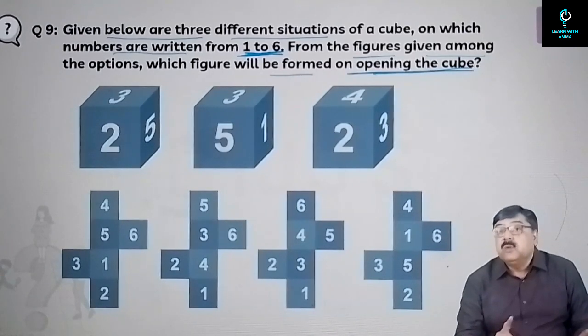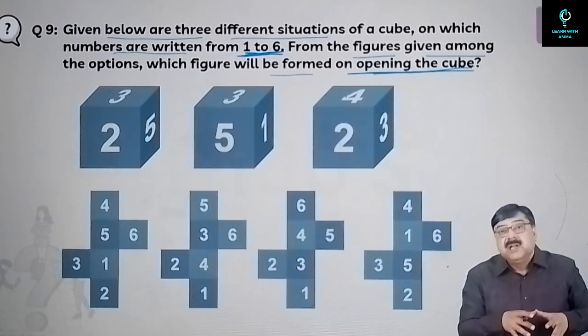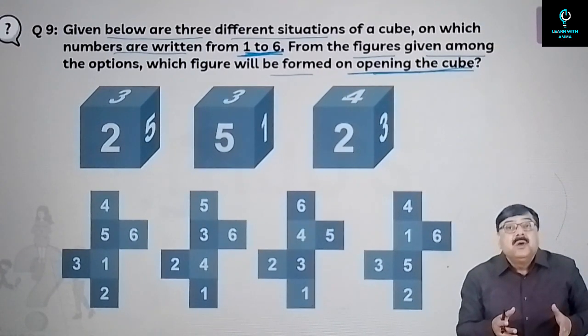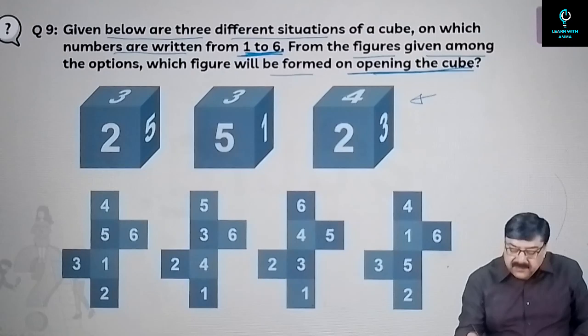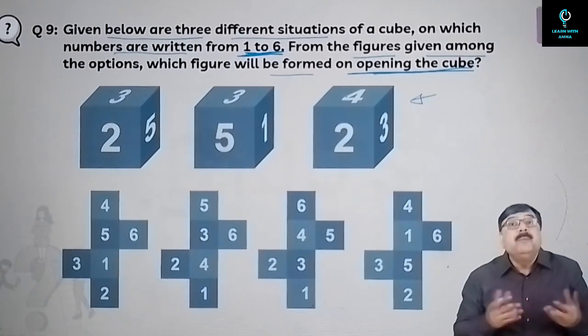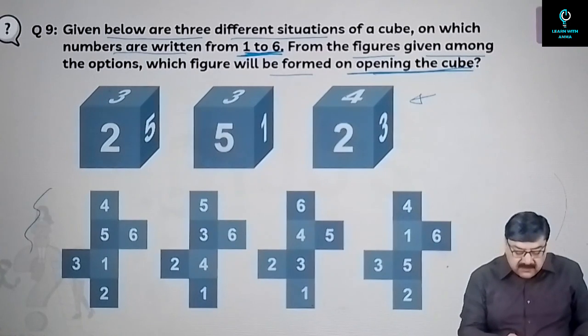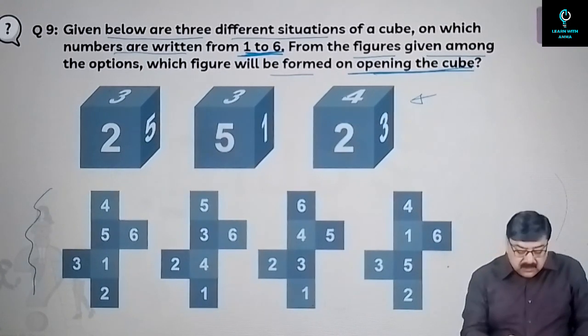Now, there was a question in which we had to fold the open dice and then find out which figure of the dice would be formed. Now, this is just the opposite. We are given some figures of a dice and we have to find out that if we open that dice, then out of the given choices, which figure will be formed. So let me name these choices as A, B, C and D.